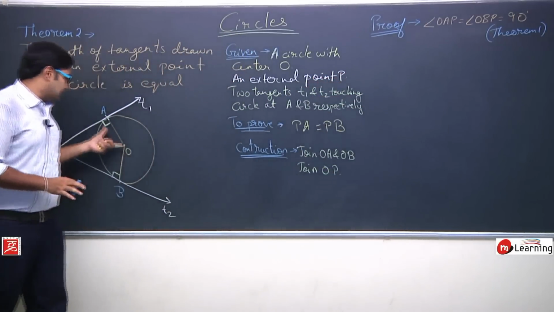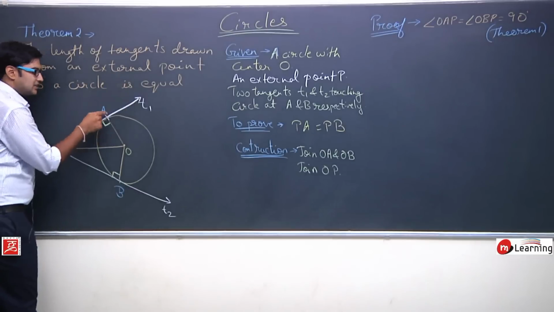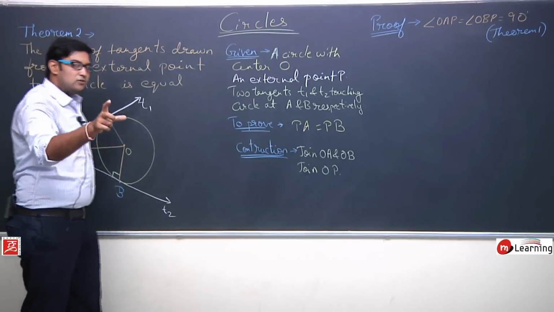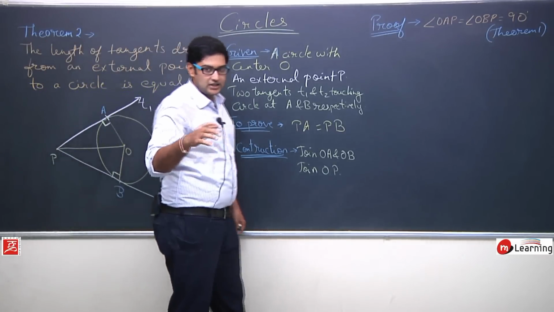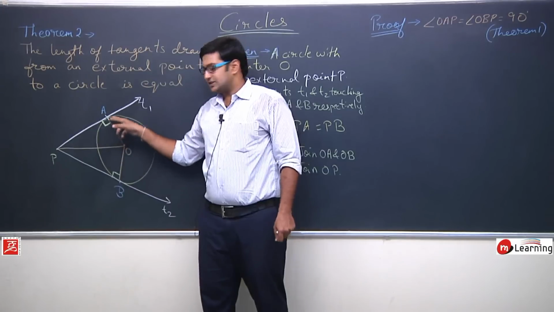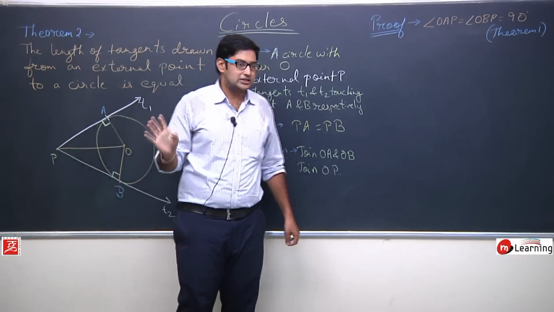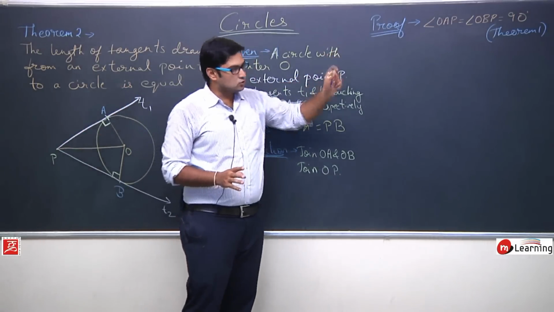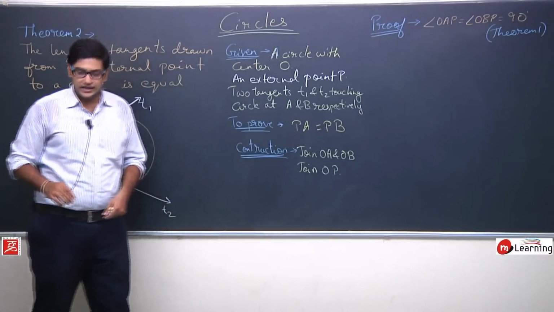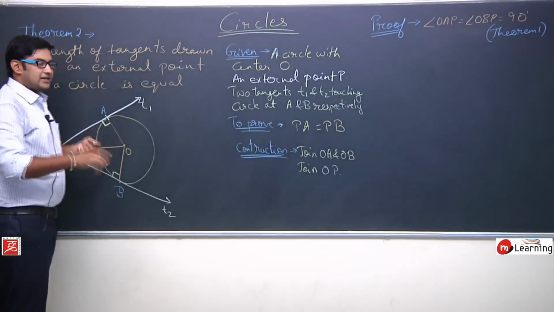So these are the two angles which are 90 degrees, because this tangent is touching the circle at point A and OA is the radius. So the tangent at the point of contact of the circle is perpendicular to the radius. Okay, you know this statement very well. So OAP is equal to OBP is equal to 90 degrees. Both the angles are 90 degrees. Now we have these two angles as 90 degrees.